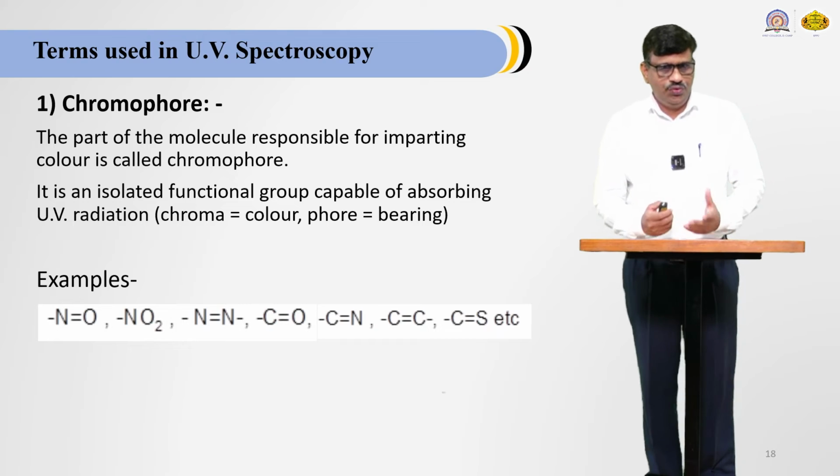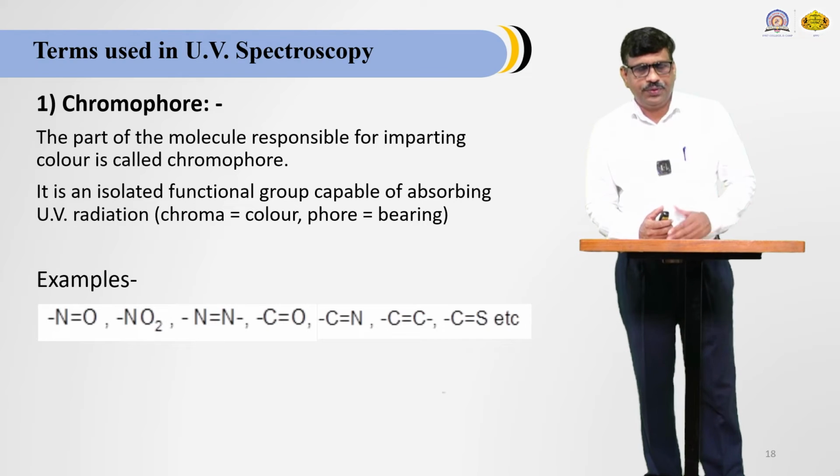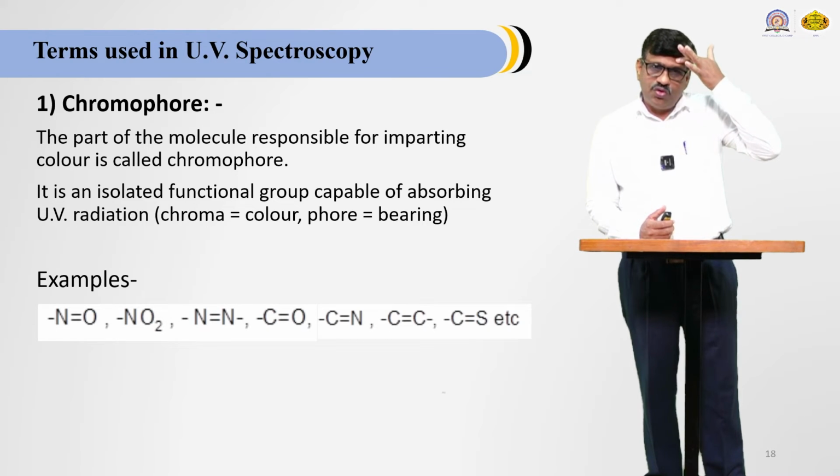Now the terms used in UV spectroscopy. The first term is chromophore.